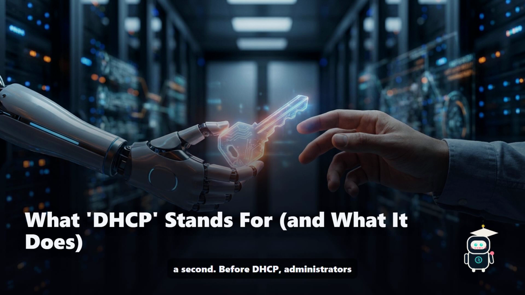Before DHCP, administrators had to manually set static IPs, a slow, error-prone task. DHCP evolved from an old protocol called BOOTP in the early 1990s, and it's now defined by RFCs 2131 and 2132, essentially the rulebook that keeps IP leasing fair and efficient.